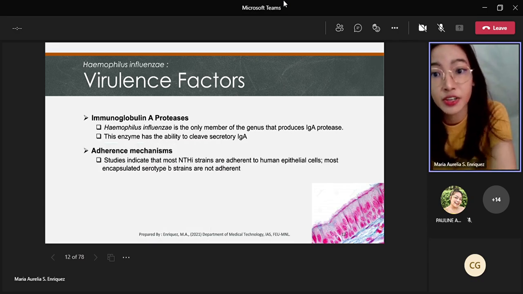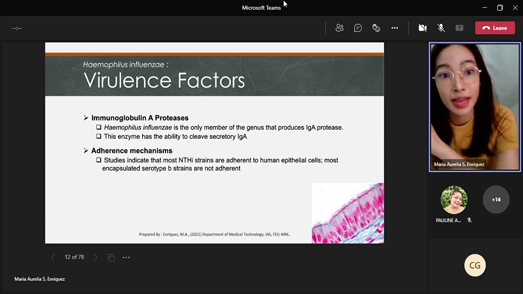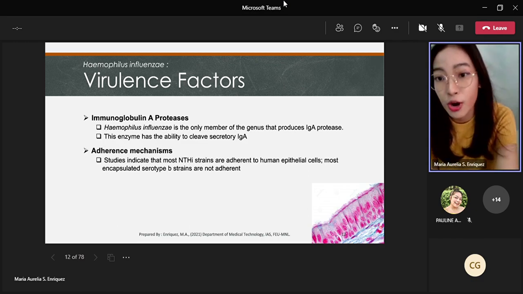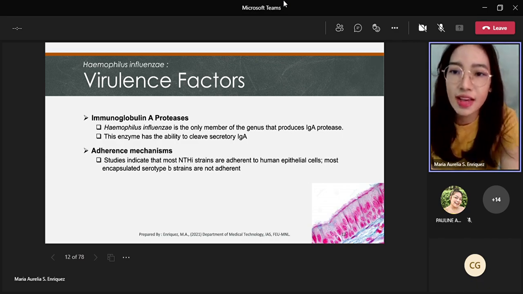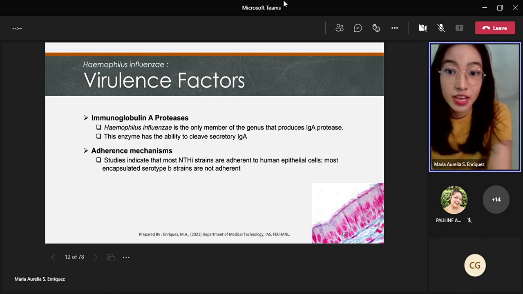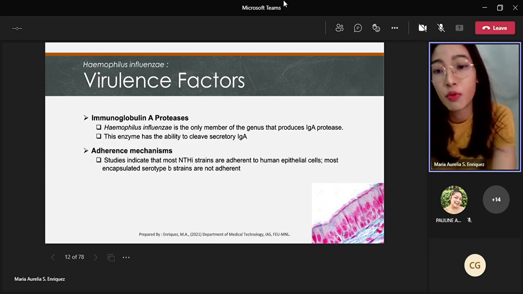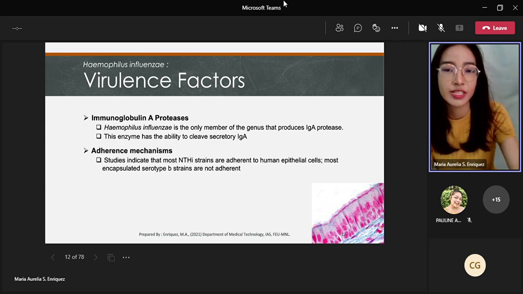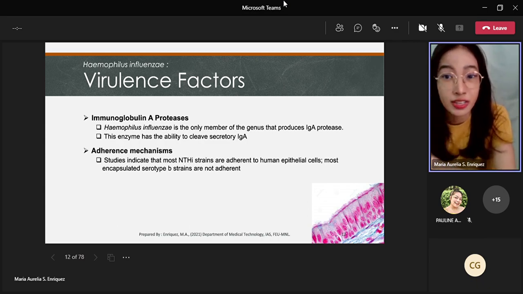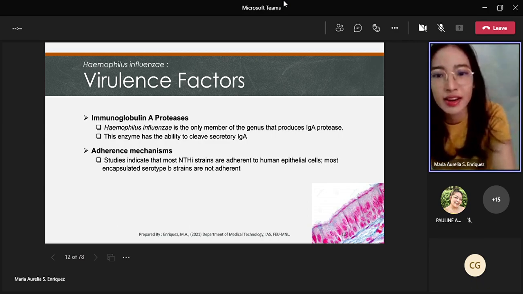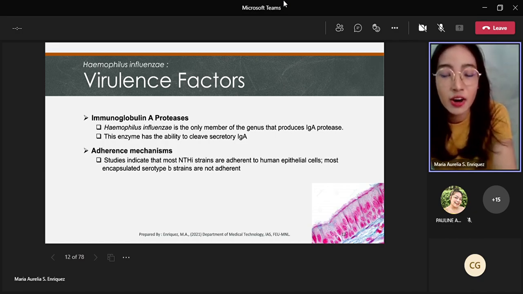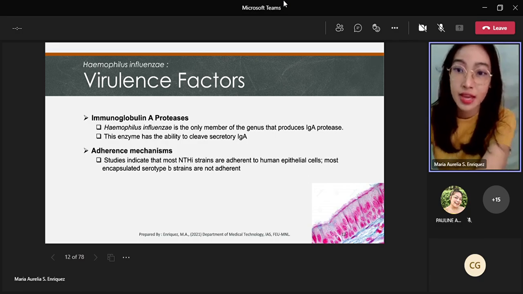And another virulence factor are their adherence mechanism. So this is specifically for the non-typable Haemophilus influenzae. Okay, so since NTHIs are adherent to whichever surface they are colonizing, they tend to cause more localized infections. Example, acute conjunctivitis, as compared to encapsulated Haemophilus influenzae that are non-adherent and would most likely cause systemic infections.